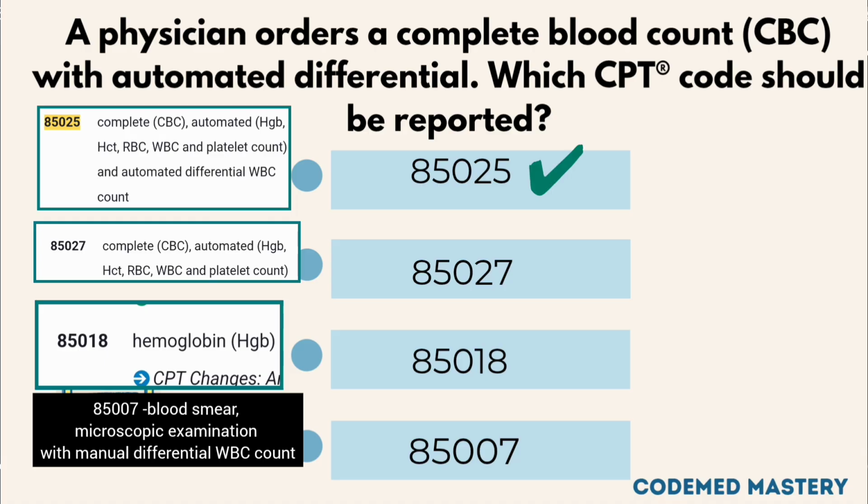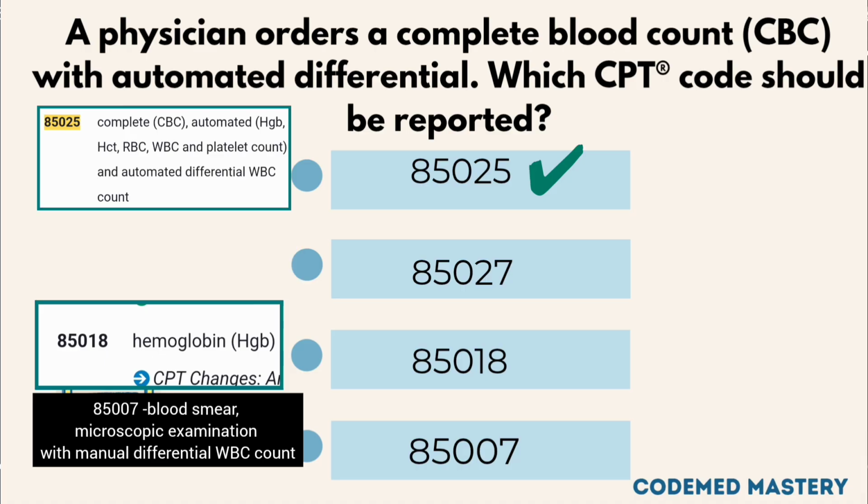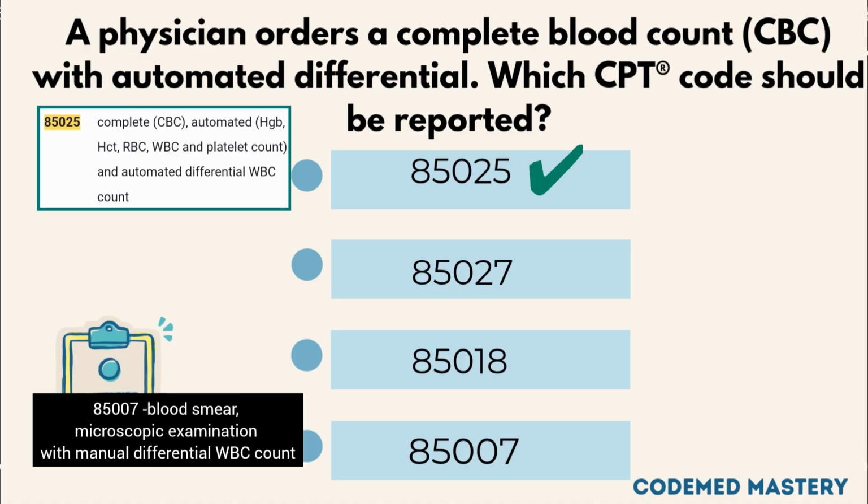The code 85027 will be wrong because that code is not for automated differential. Therefore, eliminate option B and option C 85018 is for blood count hemoglobin. That is not matching with the question. And 85007 is for blood smear microscopic examination. That is also not matching with the question.